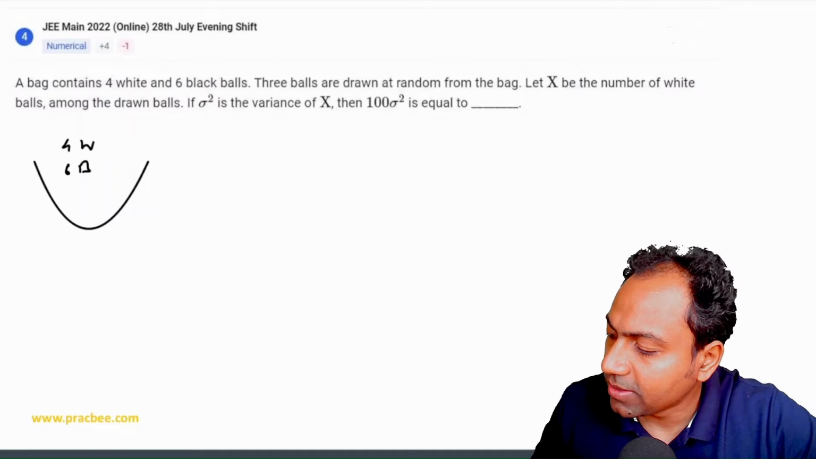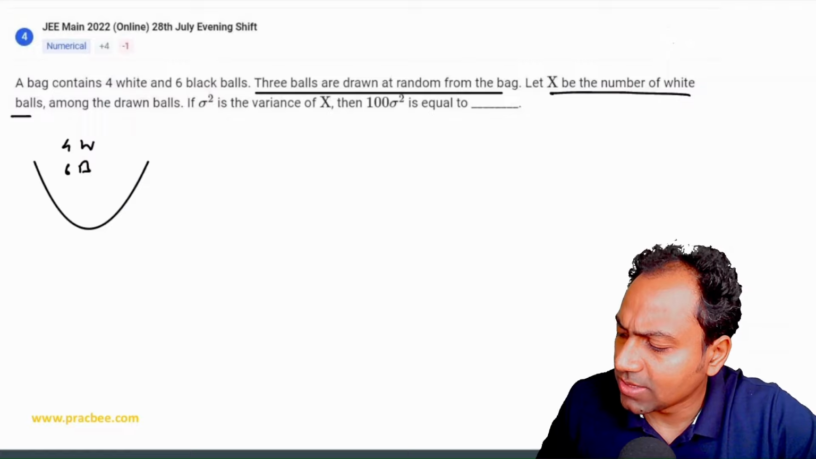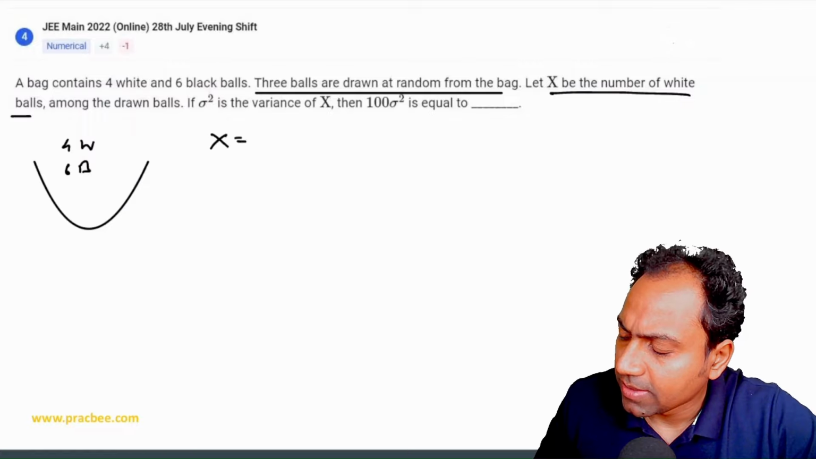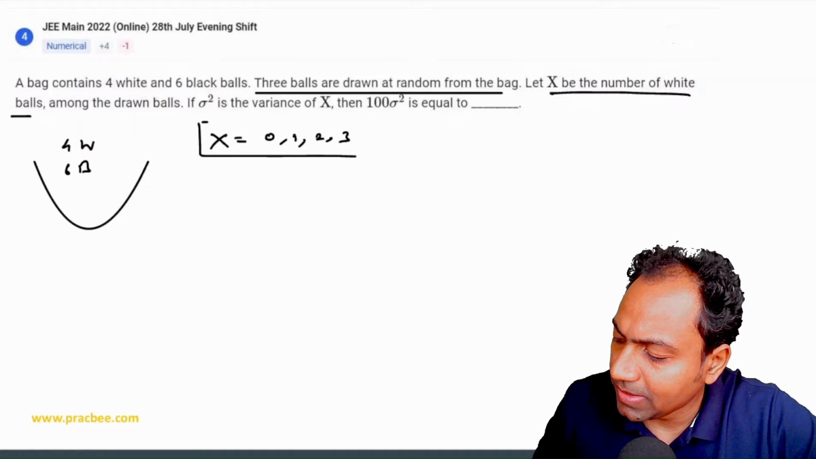We are drawing 3 balls from this bag. The question says that x is the number of white balls among them. So you can see that the value of x here can take the value 0, 1, 2, and 3.